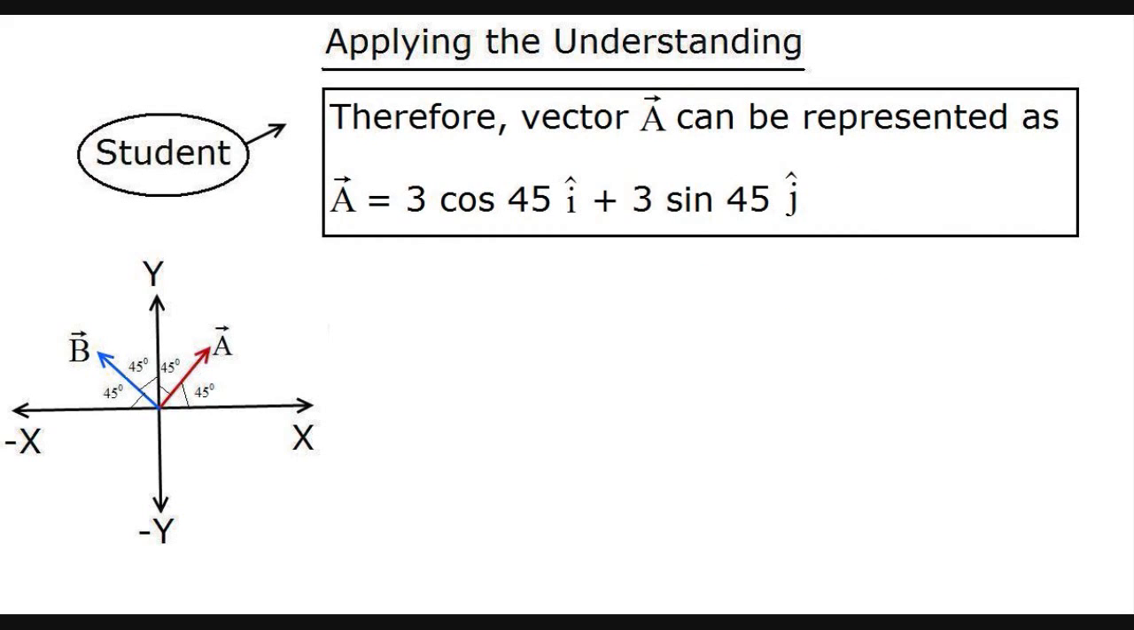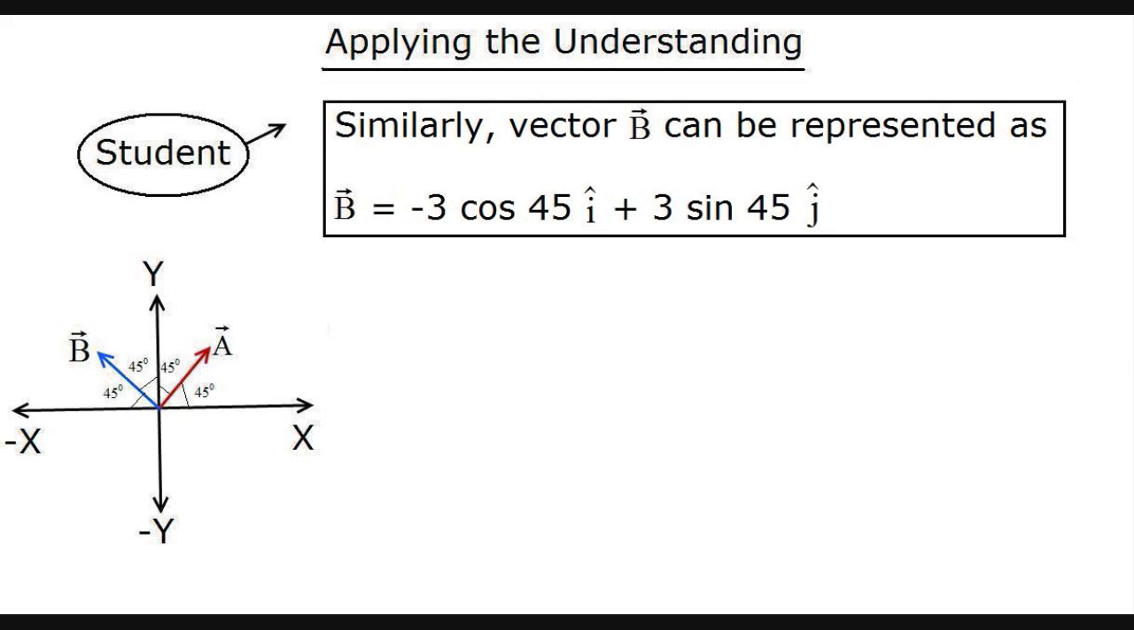Therefore, vector a bar can be represented as a bar is equal to 3 cos 45 times i hat plus 3 sin 45 times j hat. Similarly, vector b bar can be represented as b bar is equal to minus 3 cos 45 times i hat plus 3 sin 45 times j hat.